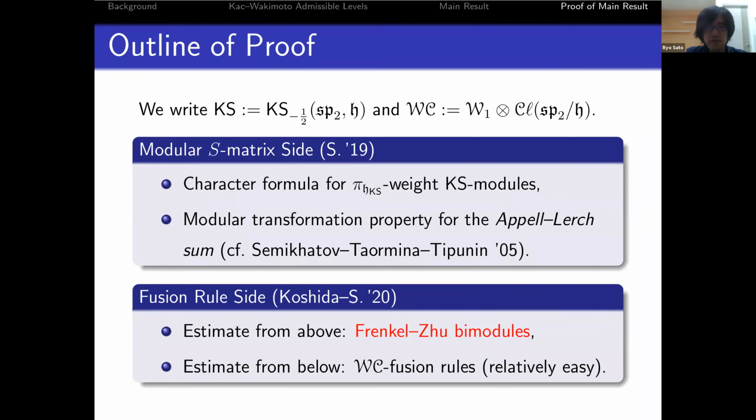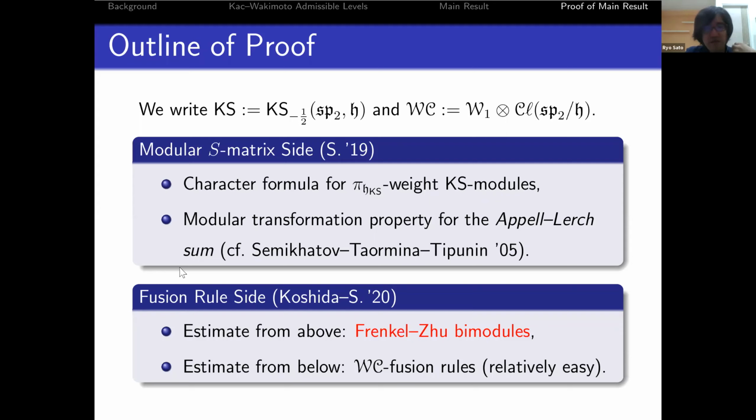And the typical characters actually converge to meromorphic functions, and the corresponding modular transformation is relatively much easier than the atypical cases. Together with the atypical modular transformation property, we can compute the corresponding modular S matrix for the Kazama-Suzuki VOSA. Actually, the computation works for arbitrary admissible level for SL2. But for the higher rank cases, we need to consider the higher rank Appell-Lerch sum. So at this moment, we do not have the answer for the corresponding modular S matrix.